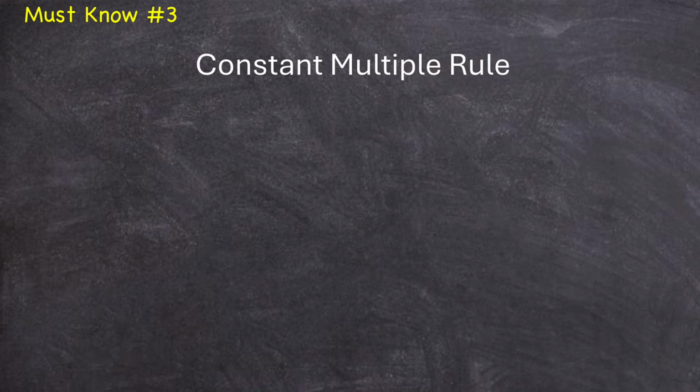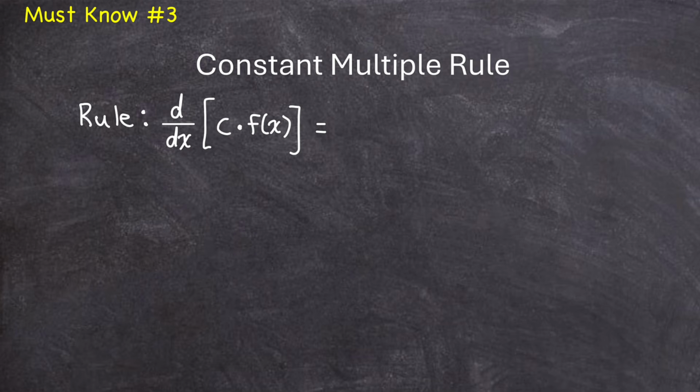Must know derivative rule number 3, the constant multiple rule. For this rule, if you're finding the derivative of a constant times a function of x, you can just take that constant factor and multiply it by the derivative of the function of x. So this would equal c multiplied by the derivative of the function of x. And let me give you 2 examples of how this works.